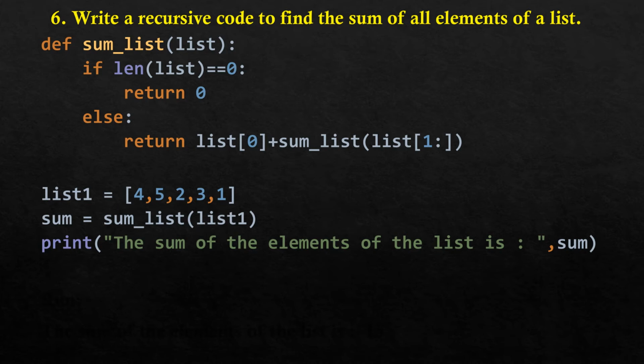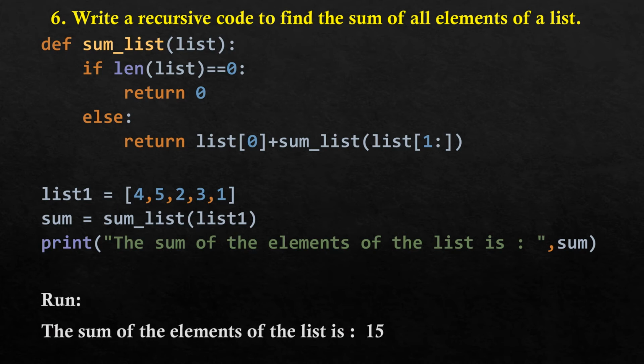The function gets called repeatedly, and every time the length of the list gets reduced by 1 until it meets the base condition, that is, the list size becomes 0. Now let's see the output. Here it is showing the sum of the elements of the list is 15.